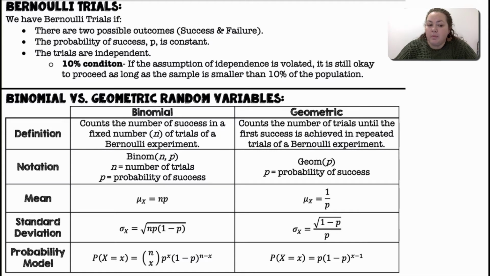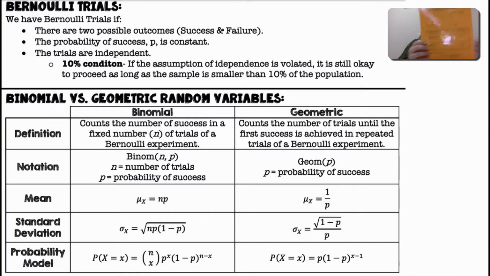Binomial versus geometric random variables. A binomial random variable counts the number of successes in a fixed number of trials of Bernoulli experiments. The notation is binom(n, p), or just capital B with n and p, where n is the number of trials and p is the probability of success. The mean is n times p. The standard deviation is the square root of n times p times 1 minus p. For the probability model, you can find the probability of the random variable x equaling a number by using combinations and multiplying the probability of success and the probability of failure raised to different exponents. This is all on your reference sheet.